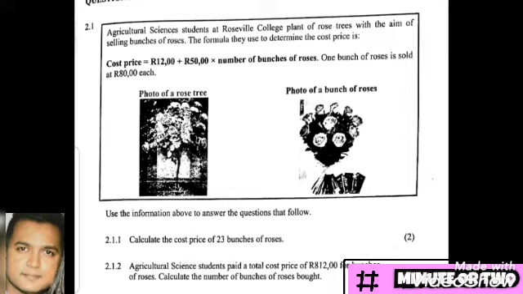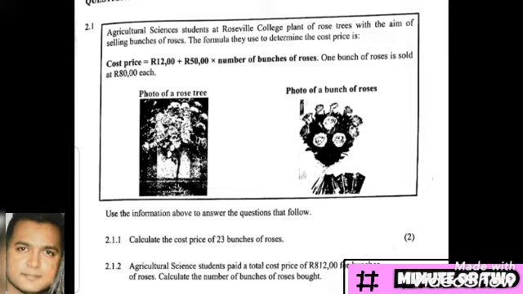So there are two sets of information that is valuable to us in this information given to us. And that is the cost price, which the formula we need to use. And then we have the selling price of the bunches of roses, which is 80 Rand. Keeping this in mind, we need to see where each question is directed, whether it's towards the cost price or whether it's towards the selling price, and use that information accordingly.